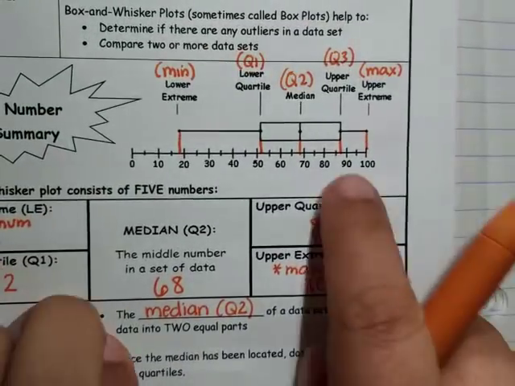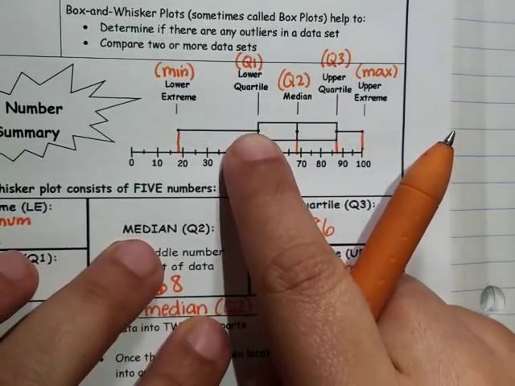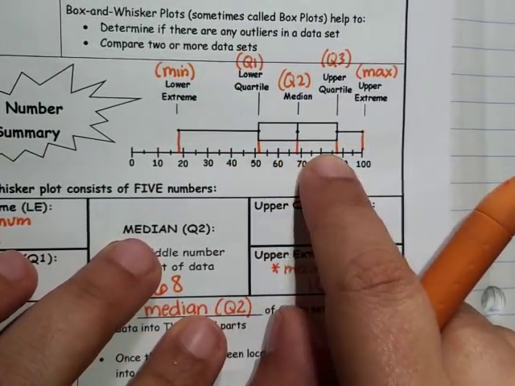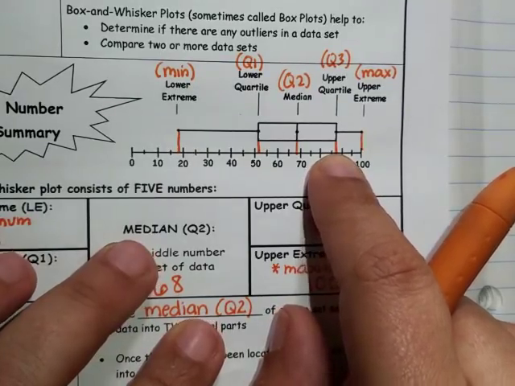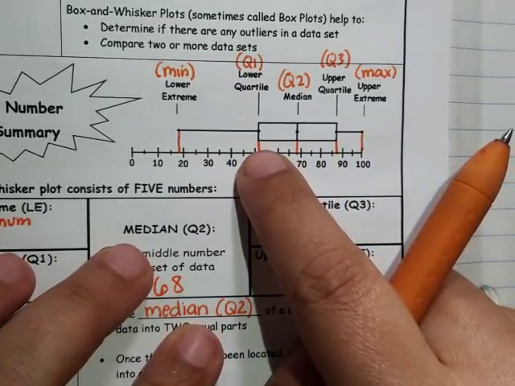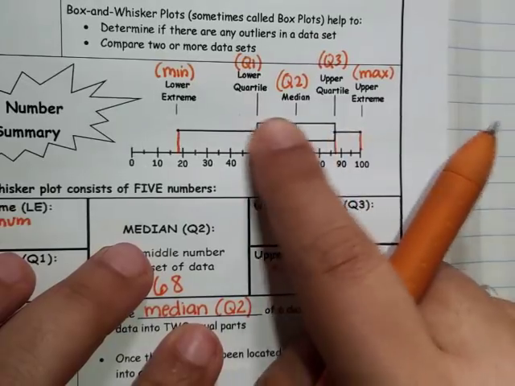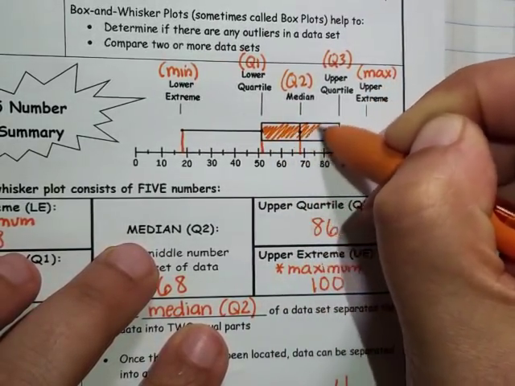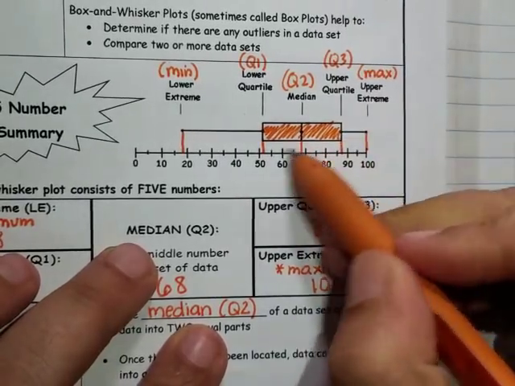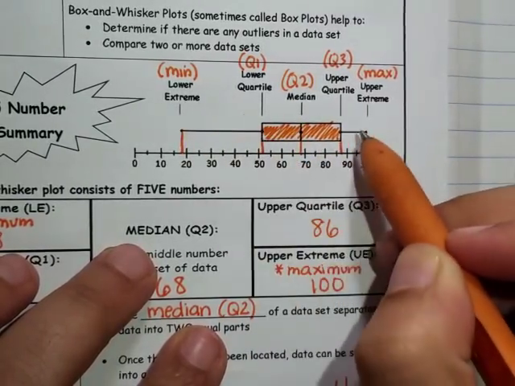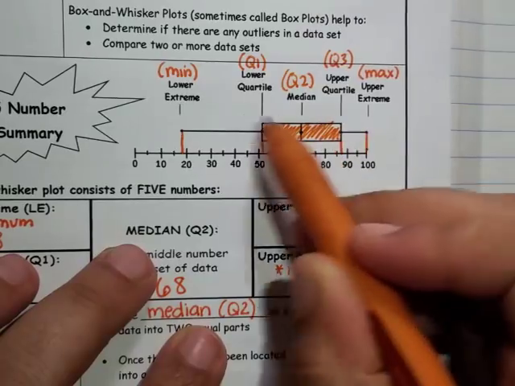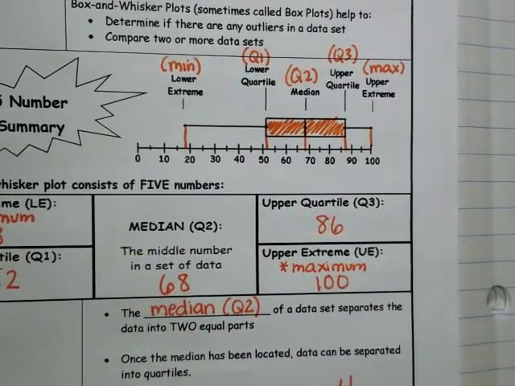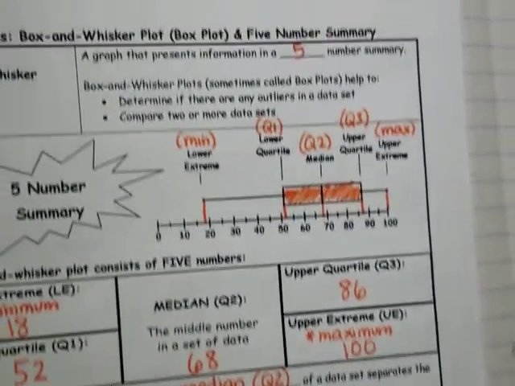So if we look here, the interquartile range goes from about 52 to about 86. So the IQR is this piece right here. And that's 50% of your data. This is 25%, that's 25%, and that's 50% for a total of 100%. All right, so now we're going to open up to the inside and create some box plots.